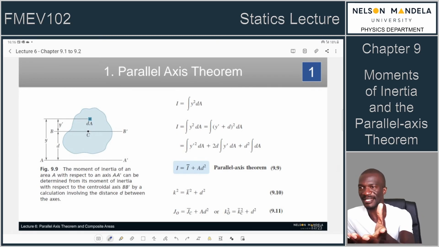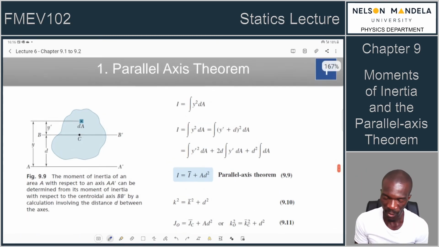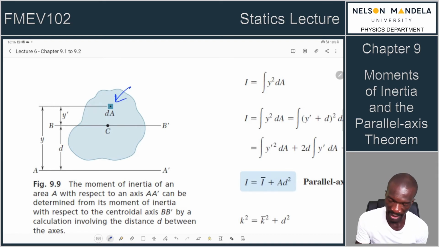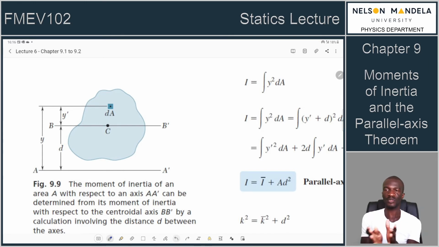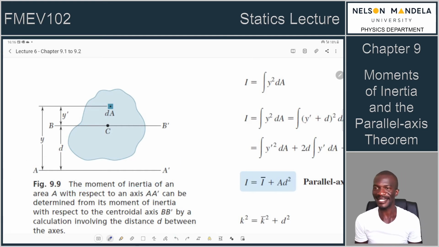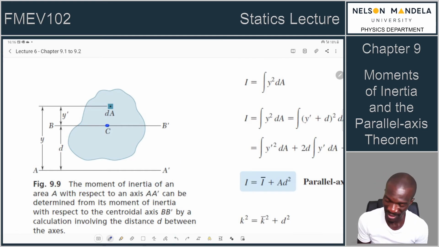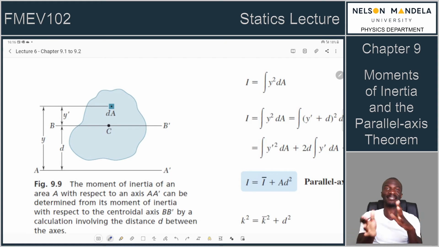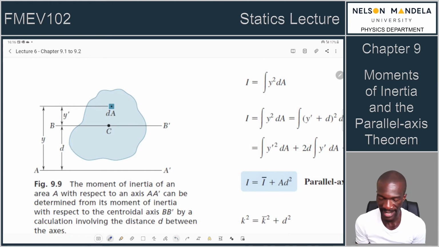Right, so this is the definition of the parallel axis theorem. Consider a body whose moment of inertia you want to calculate. This body has some area element dA, and obviously you can use a square area element, a horizontal or a vertical area element. Now, this body is located somewhere in space. What we know for sure is that its centroid is a distance d from some axis A prime.